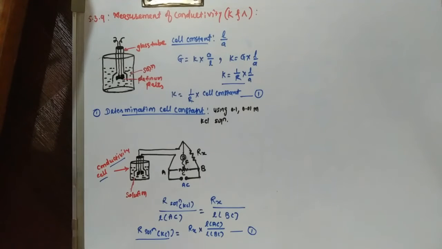Now by measuring the lengths AC and BC, and since Rx is also known, we can find out the resistance of KCl solution.